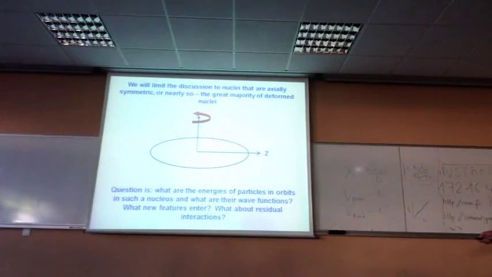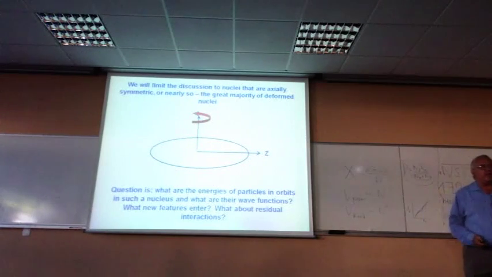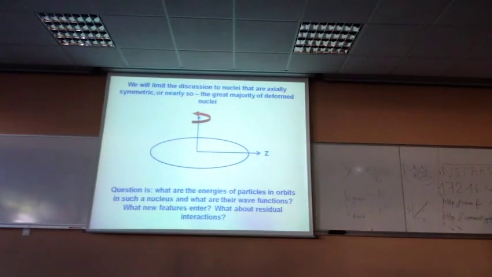Okay. So the question is, what are the energies of particles in orbits in such a nucleus? What are their wave functions? They somehow will have to be different than in spherical nuclei. What new features enter, and what about residual interactions? Those are the questions we want to address.